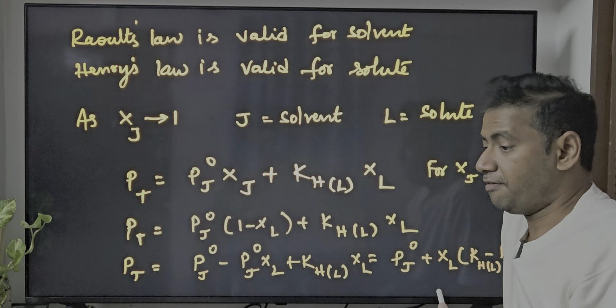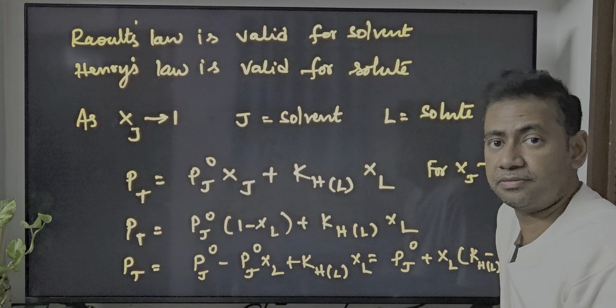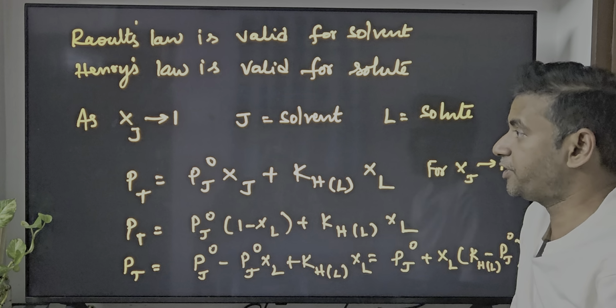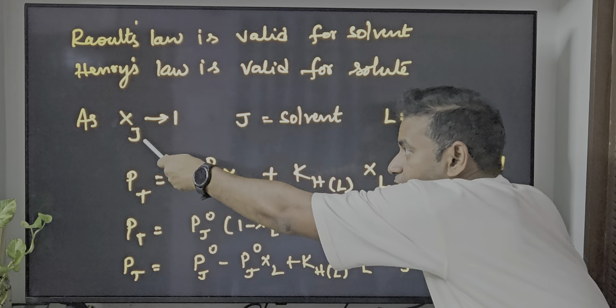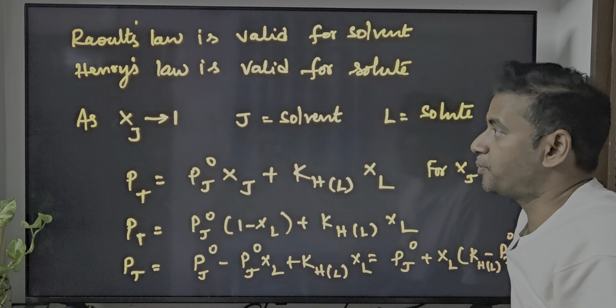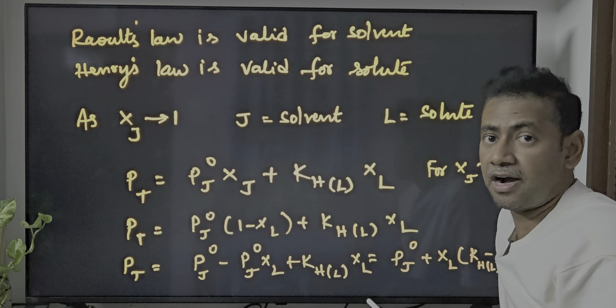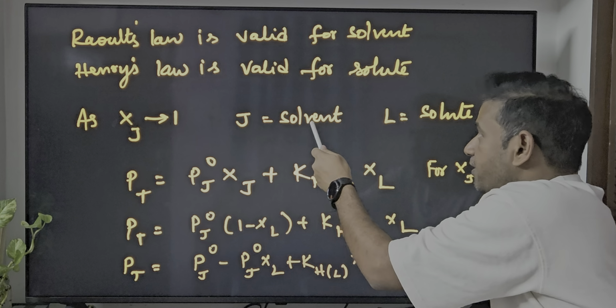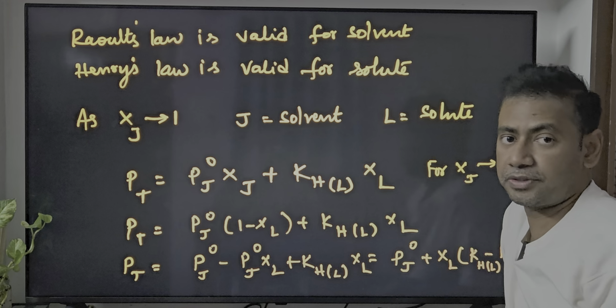Therefore, for infinitely dilute solution, we can apply Raoult's law and Henry's law, where the solvent follows Raoult's law and the solute follows Henry's law. As the question in particular asked for mole fraction of J going to 1, what is the value of Henry's constant for L? And here J is the solvent, L is the solute.